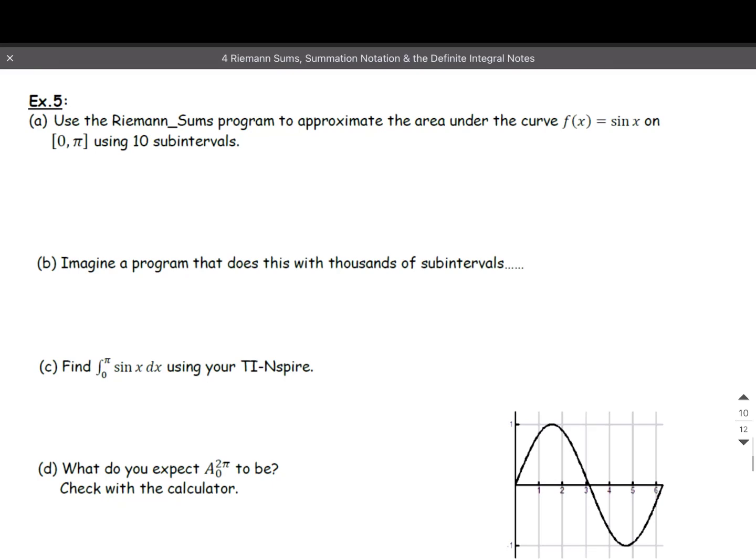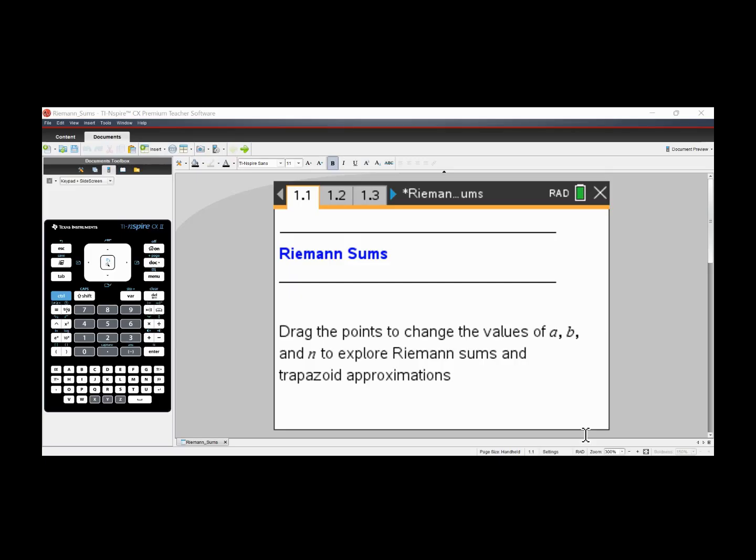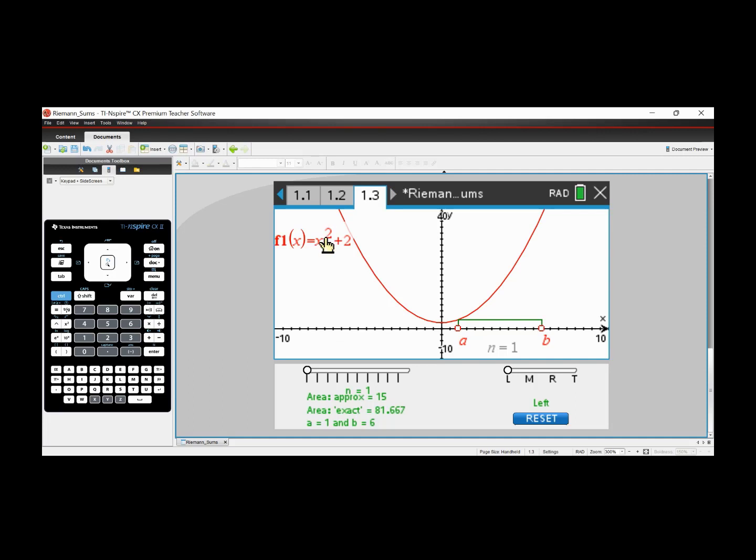So the first thing I want to do is I want you to use your Riemann sums program, and we're going to approximate the area under the curve f of x equals sine x from 0 to pi using 10 subintervals. Let's go get that. Okay, so here we are back in the Riemann sums document. We're going to come over here to our f of x, and we're going to change this function to sine x.